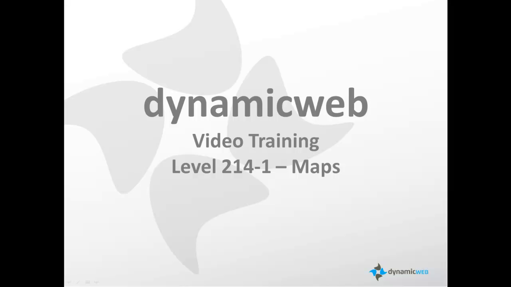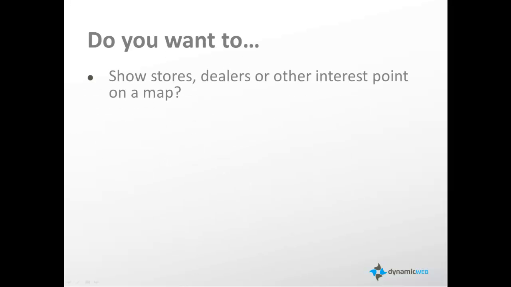The subject for this video presentation is the Dynamicweb Maps module. As you have probably already guessed, the idea of the Maps module is to present interest points. That could be stores, it could be dealers, any kind of interest point that you would like to present for the user at the front end.